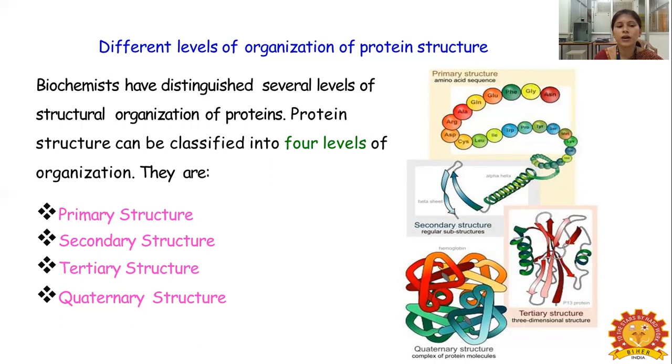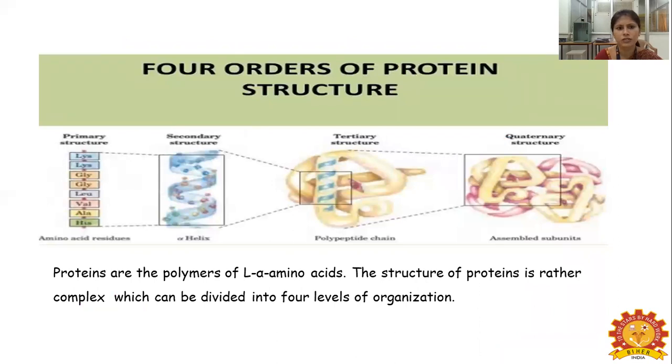So the complexity increases from the primary structure to the secondary, to the tertiary, to the quaternary, and that gives the protein its proper function. So the 4 orders of structure are the primary, secondary, tertiary and quaternary structure. In the quaternary structure, we can see assembled subunits. A subunit is nothing but a polypeptide chain. We will discuss that later.